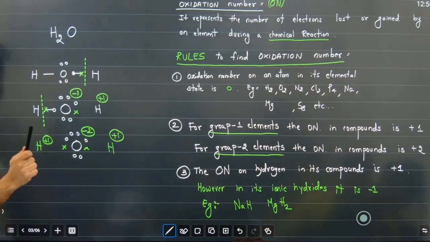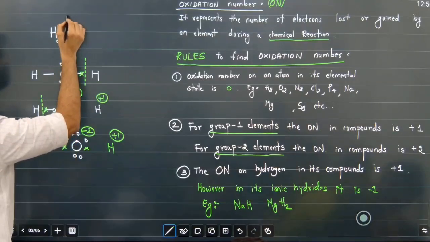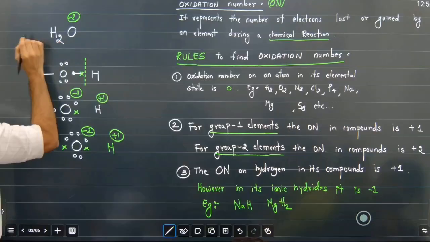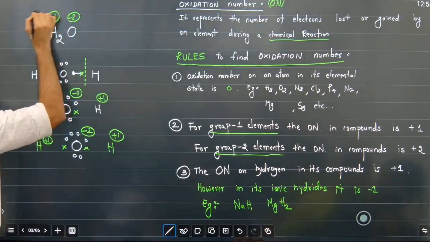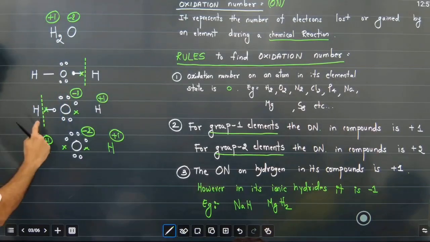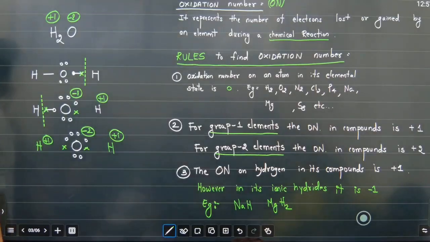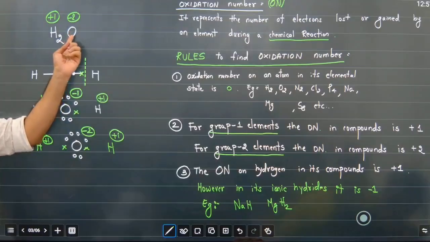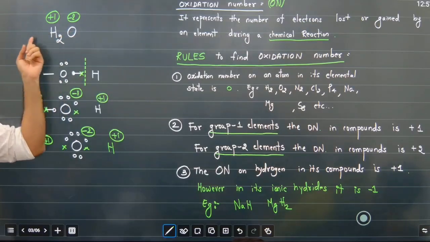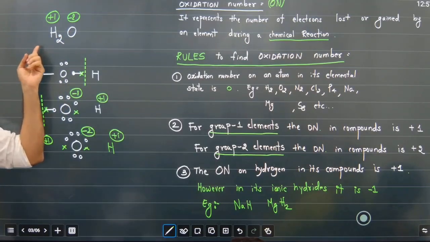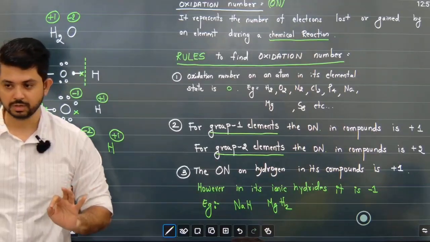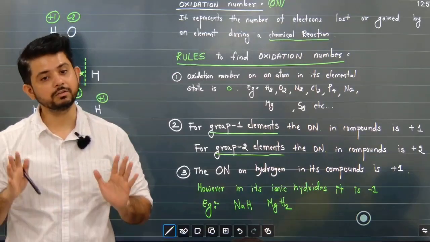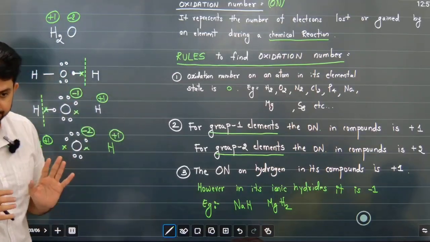if I write the oxidation number, what will the oxidation number be on oxygen? -2. And the oxidation number on hydrogen? +1. Did you people get that? Overall, the molecule is neutral. How do you know that's neutral? Total negative charge is how much? -2, which is being balanced by the total positive charge, which is also +2. In a neutral molecule, the sum of oxidation numbers, when you add everything, will eventually come to 0.